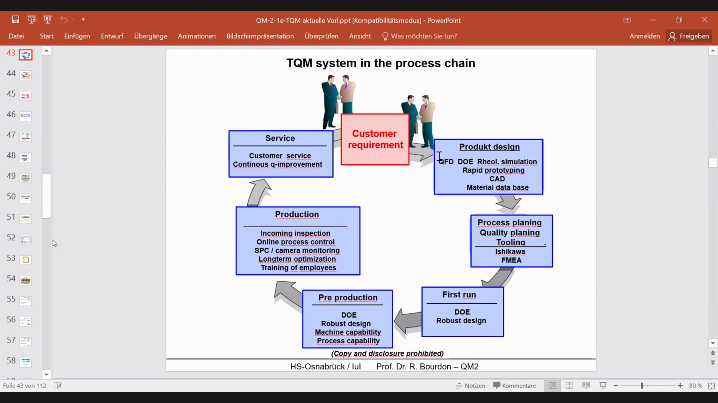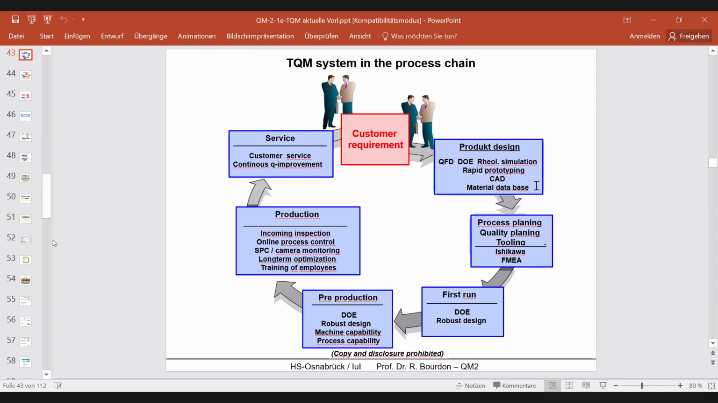Here you see the process chain. This is the cycle of the quality. TQM methods are integrated in every step of the quality cycle. In the beginning, we have the customer requirement, then we have the product design. And if you think about product design, we have prototyping, simulations, some CAD studies, and maybe material database analysis to find out the right material for the application, for the product.